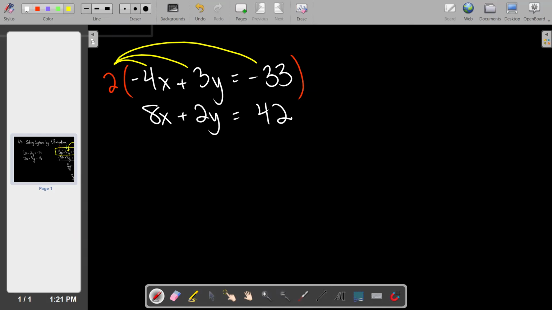So here we go. What's the new top equation going to say? -8 x's plus 6 y's plus, yes. And then I just like to take the bottom equation and copy it back over. The way I feel about this is every time I do a step, I basically make a new math problem. So I'm going to take this top equation and copy it over like this.